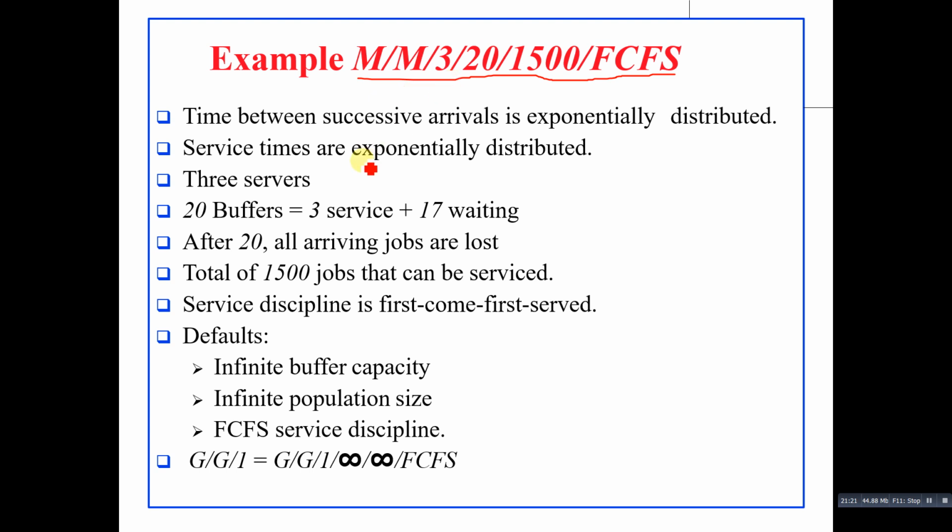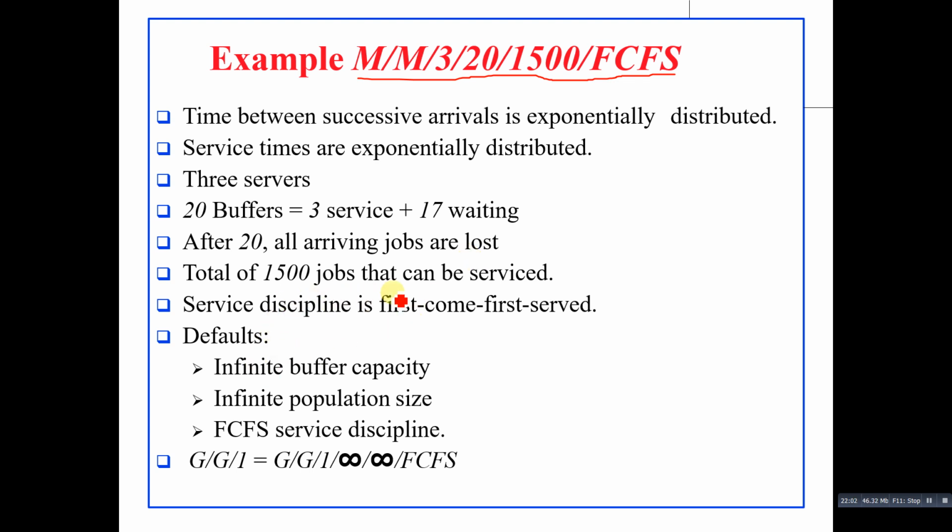So 20 buffers, meaning that the three servers plus 17 waiting. So if person number 18 is coming, they have to wait outside or something. They cannot go into the system, or in the case of packets, after 20, all arriving jobs are lost. So it's just like a packet router that can hold 20 packets at a time. So when packet number 21 is coming, you don't have a buffer, your buffer capacity is limited, so we'll just drop the packet.